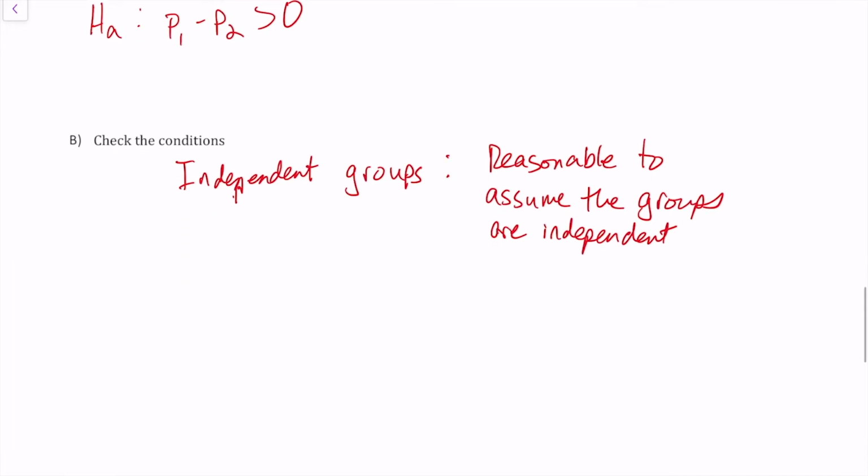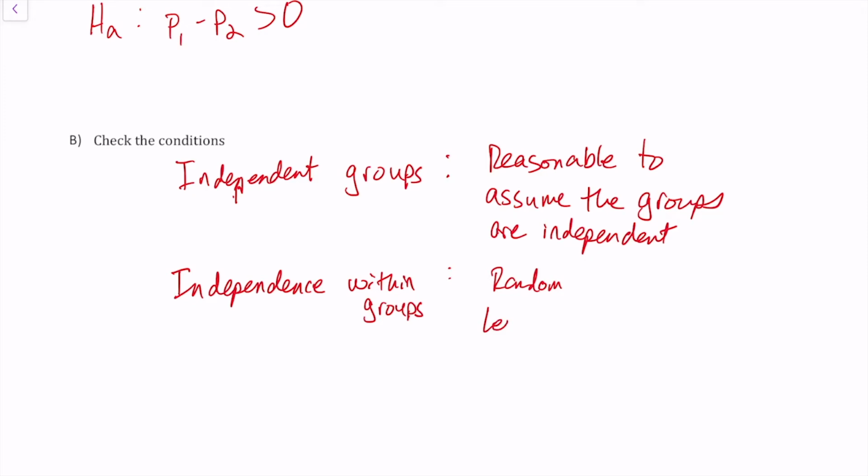All right, but now we need to check to see if there's independence in the samples that we collected, right? So independence within the groups. We have to check independence between the groups, and then we have to check independence specifically within the groups. Well, we do that by random sample, checking the random condition, and the less than 10% condition. Well, let's think about this.